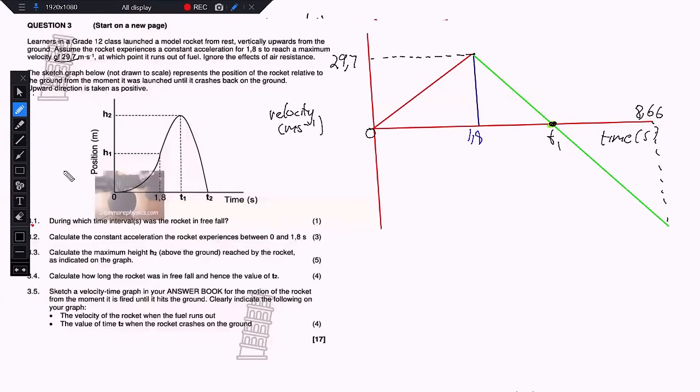Okay, then that's how you were supposed to go about answering that question for a total of 17 marks. So check whatever that you missed there and fix that. Okay, but then now let's go to question 4, which is a momentum and impulse.